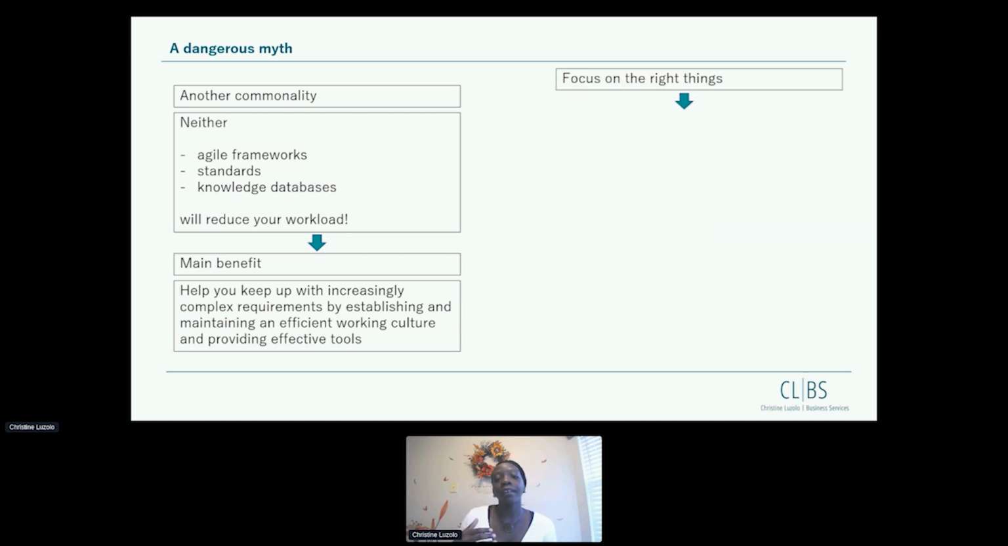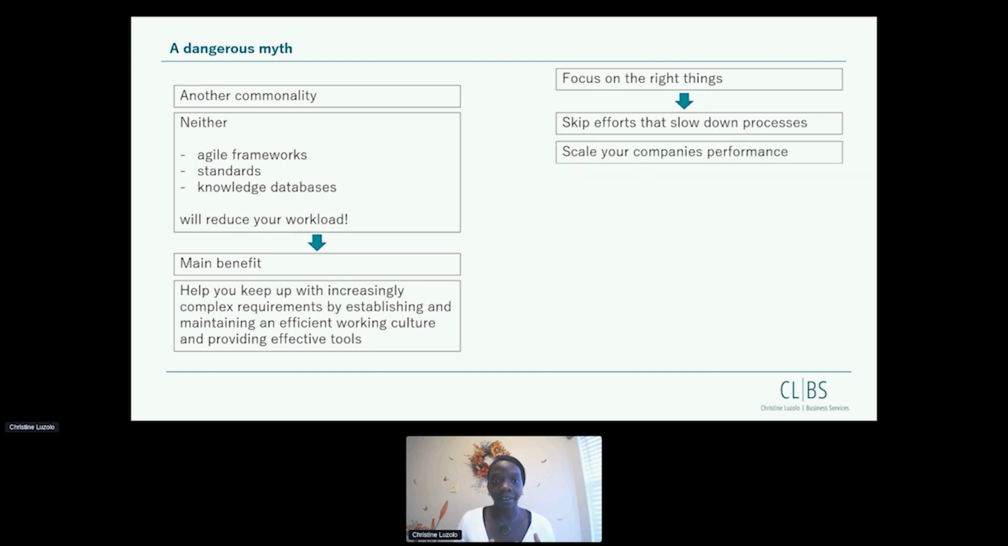So they will help you to focus on the right things, meaning skip efforts that slow down processes. Of course, if you have a good working database, you can find information quicker, meaning you don't have to spend so much time on getting the information together. But still, as I said, requirements are getting more and more complex, not only when it comes to the products themselves, but also when it comes to what documentation has to fulfill. So skipping efforts that slow down the process helps you to scale your company's performance regarding those processes that will really make the change facing the market.